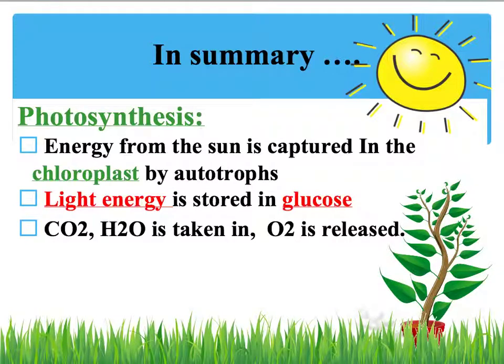So remember, photosynthesis is a food-making process. The energy from the sun is captured by autotrophs and stored in the glucose molecule. For this reaction to happen, we need carbon dioxide and water as our reactants in the presence of light. The products of this reaction will be glucose, which is a food molecule, and oxygen.